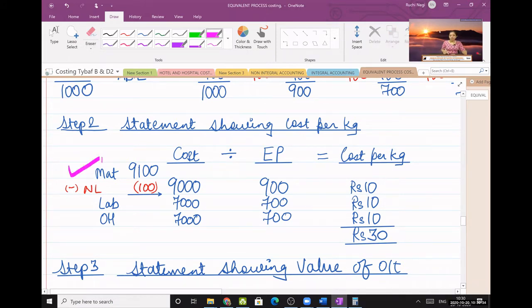It's how much? 9,100. But from this, normal loss has also occurred. Normal loss is an expected loss which is of two types. Last lecture I had discussed this. One is weight loss, loss in weight. Like if I put a raw material and I heat the container in which it is kept, obviously some element will go away in evaporation. So whatever the output is will be lesser than the input. Such expected loss which is not sellable in the market, which doesn't have a scrap value, is your loss in weight.